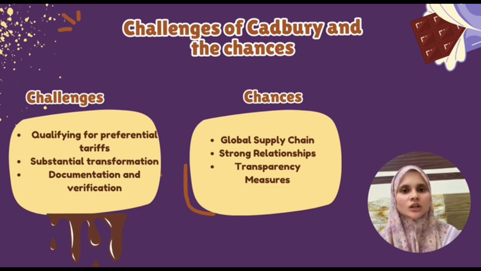Secondly, strong relationships. Cadbury likely has strong relationships with suppliers in various countries. And lastly, transparency measures. Large companies like Cadbury often have robust quality control and documentation systems in place. This facilitates the tracking of ingredients and manufacturing process, making it easier to provide the necessary documentation for Malaysian customs.